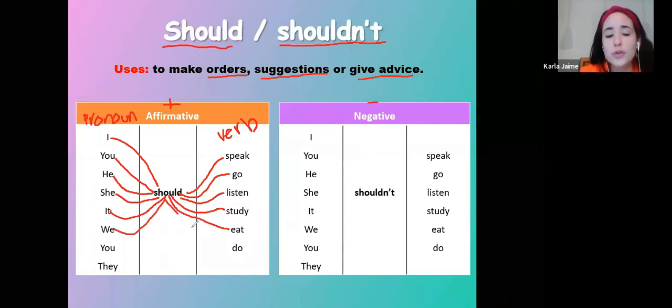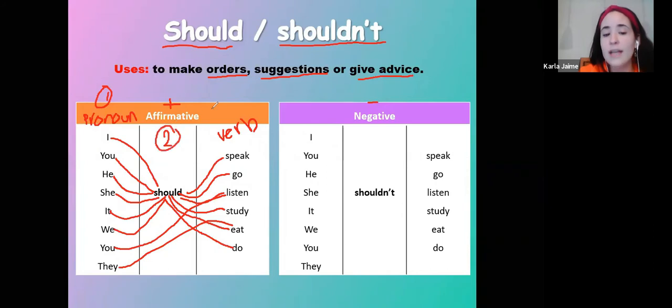We should do our homework. You should listen to classical music, and they should eat healthier. Those are some examples, but the important part is the formula. So first of all, you have your pronoun, then you add the word should, and then you add your verb in the base form, and then you add your complement, right?